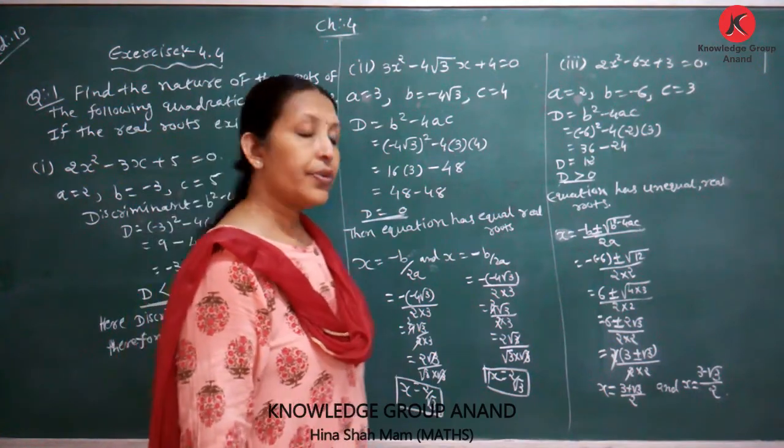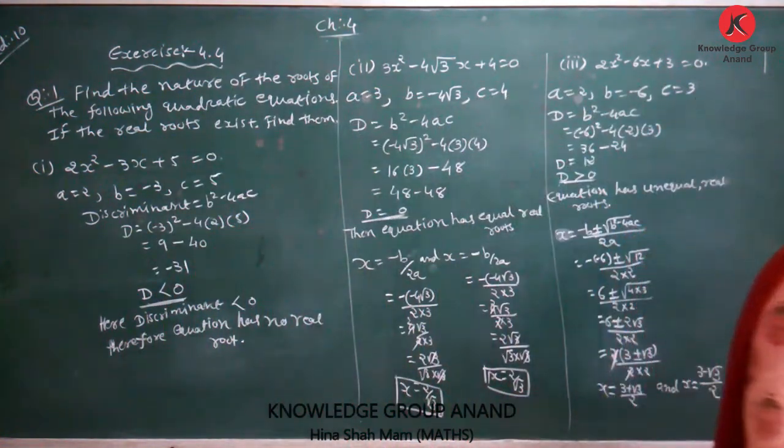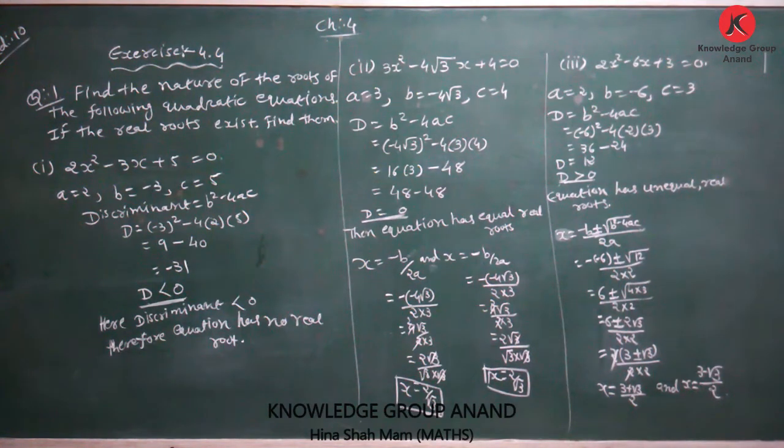Okay? Write down question number 1 of exercise 4.4. Find the discriminant, then say the nature of its roots and find its roots.